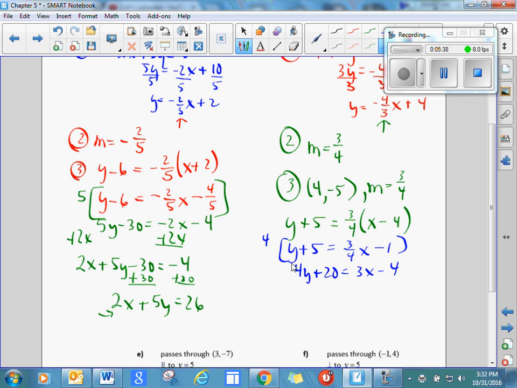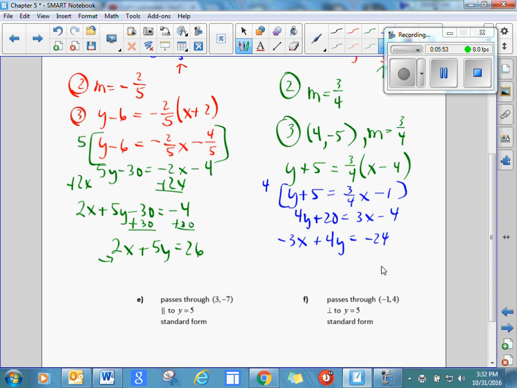Get your x's together. So we're going to subtract 3x from both sides. And we're going to subtract this 20 to move it over here. And we're going to get minus, that would be minus 24. We're almost finished, except this 3 cannot be negative. This coefficient has to be positive. So we're going to have to multiply through by negative 1. 3x minus 4y equals positive 24. I hope I did that right. If I didn't, I'm sure you guys will tell me.